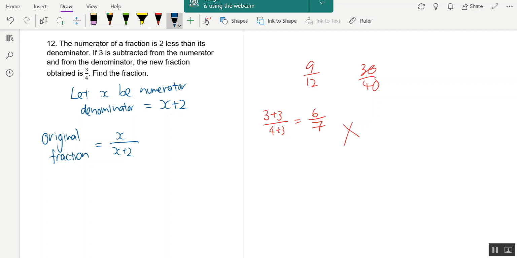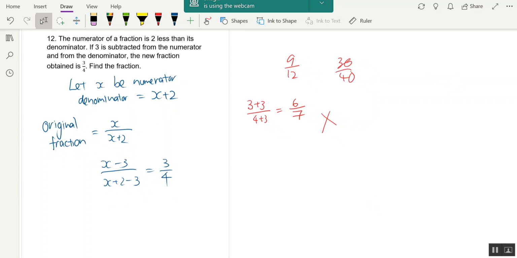But in this way, when you let your x be the numerator and your denominator is x plus 2, when you subtract 3 from the numerator and subtract 3 from the denominator, finding the x will help you find the original fraction. Numerator is x minus 3 over denominator x minus 1 equals 3 over 4.